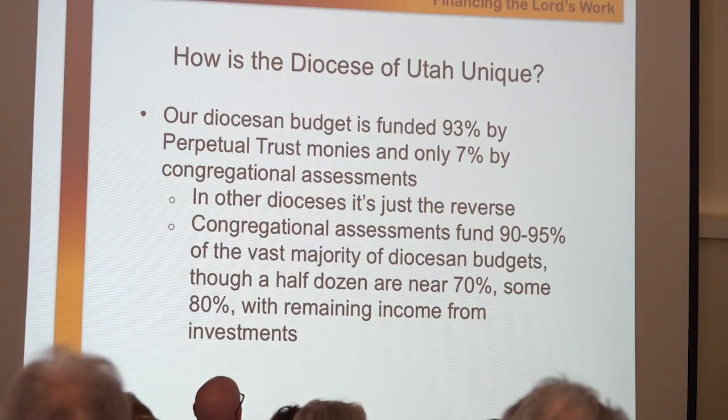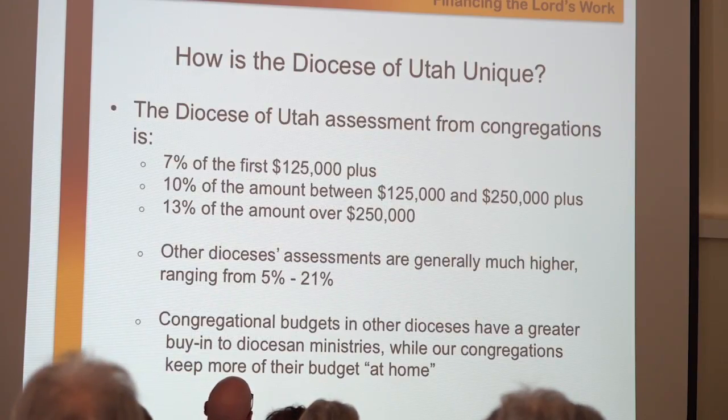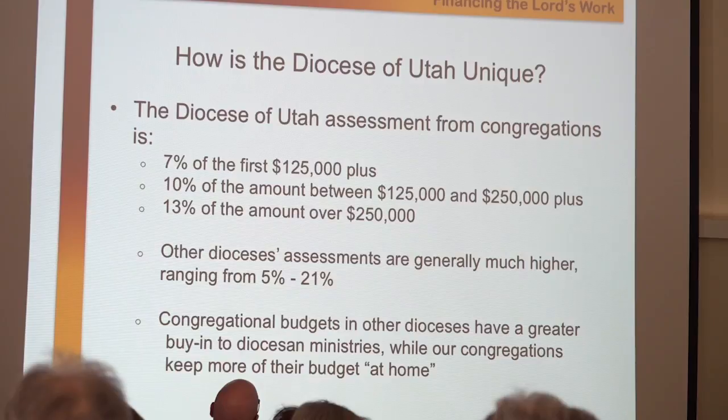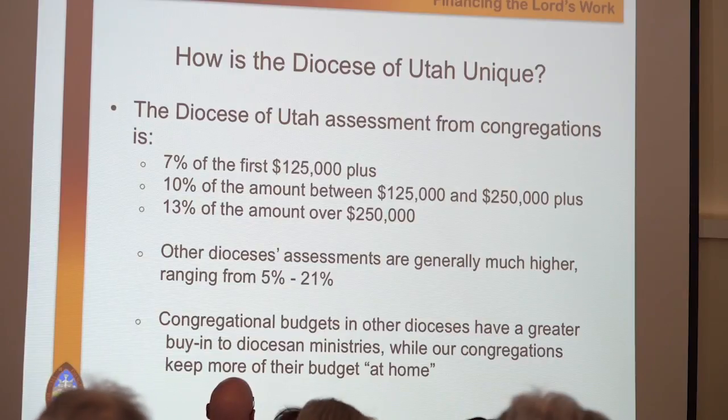Now, let's take a look at our assessments. Next slide. The Diocese of Utah assessment to congregations is the following formula. We assess every congregation 7% of your net disposable income on the first $125,000, plus 10% of the amount between $125,000 and $250,000, plus 13% of any amount over $250,000.